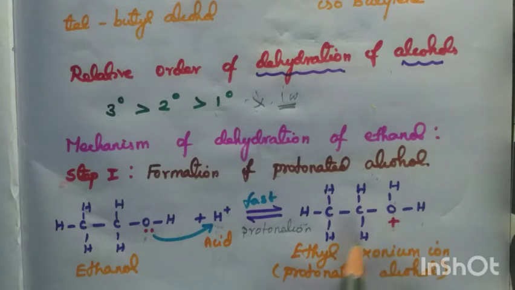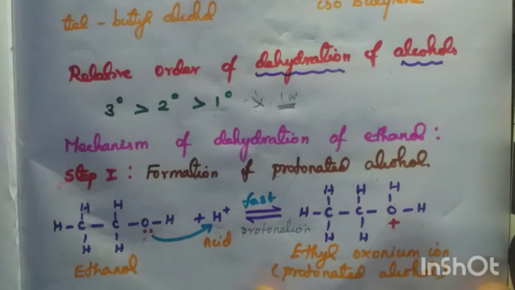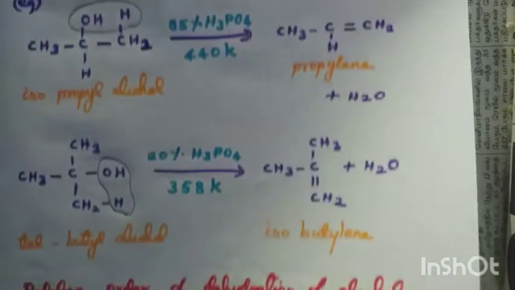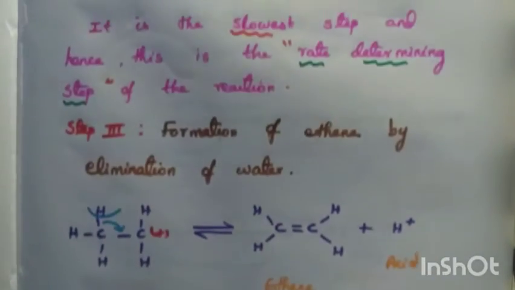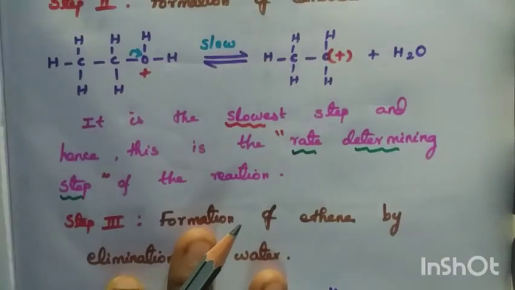So this is ethyl oxonium ion, oxygen plus. Commonly it is called protonated alcohol. And then now we are going to see the next step. So the first step is protonation.